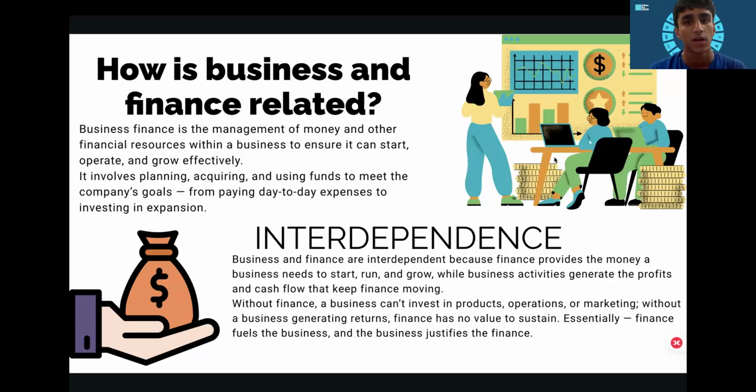Okay. How are business and finance actually related? Well, business finance is the management of money and other financial resources within a business, essentially making sure that it can start, operate, and grow effectively. So you have to know how much money you actually have in the business. It involves planning, acquiring, and using funds to meet company goals, from paying day-to-day expenses to investing in expansion.